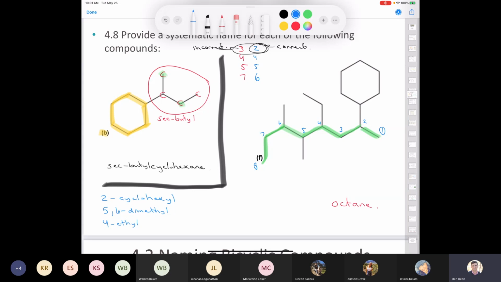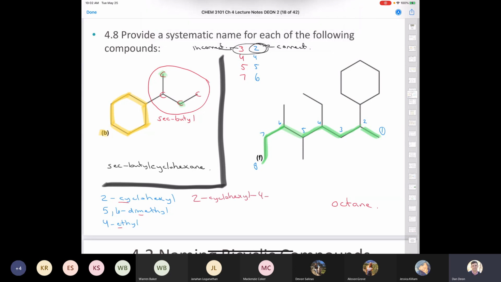That's everything. And now we need to put it together in a beautiful nomenclature sandwich. So we got cyclohexyl. We alphabetize according to the letter C. Dimethyl. Remember, we ignore prefixes except for iso, cyclo, and neo. So we alphabetize according to the letter M and then E. So the 2-cyclohexyl comes first. Let me get my red pen. So this is 2-cyclohexyl, 4-ethyl, 5, 6. I'm running out of space again, aren't I?